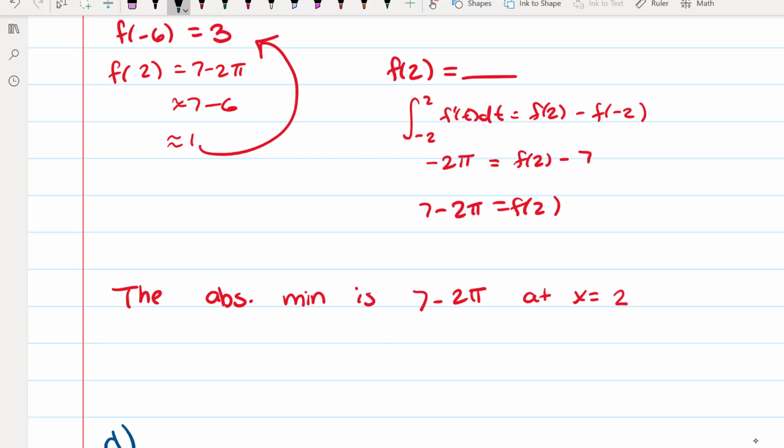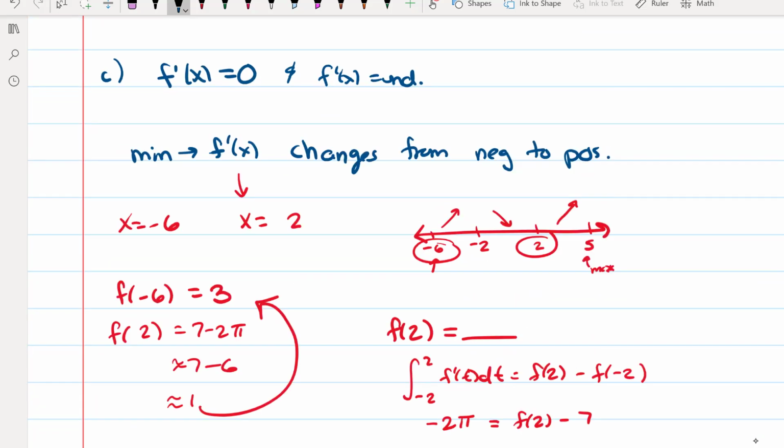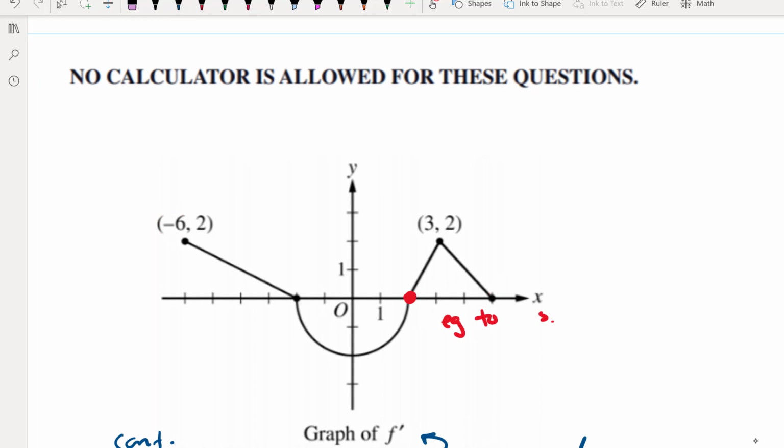Okay, and then part D, it says find f double prime of -5 and find f double prime of 3, or explain why they do not exist. So let's go up to the graph. -5 is right here, and 3 is right here. So if I look here, I'm trying to find the second derivative, which would be the slope of the first derivative. So I just do rise over run. I get -2 and 4, so this is -1/2.